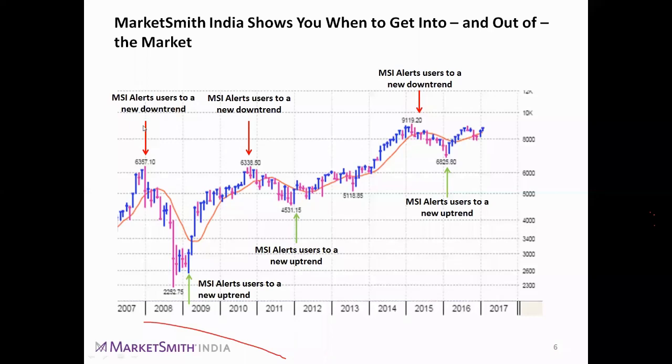So here is a chart. This is a market top, where we alert our users that the market might go into a downtrend. If you see here, the market made a top at 6,357. This is a chart of the 2008 Nifty. And after making a top of 6,357, the market went into a correction in 2008. So this is a classic example of a market topping out and how you can identify it.